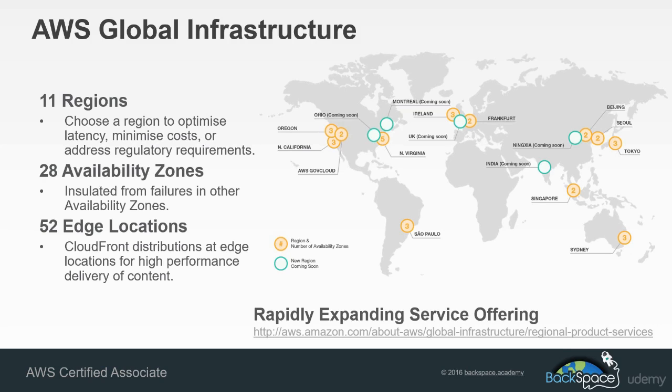These edge locations are used by the CloudFront service, which is the content delivery network service for AWS, used for high performance delivery of internet content. That is something very much to consider with an EC2 instance, because instead of having a very large EC2 instance, you will be able to reduce the size if you put a CloudFront distribution in front of it that will cache the information from that server.